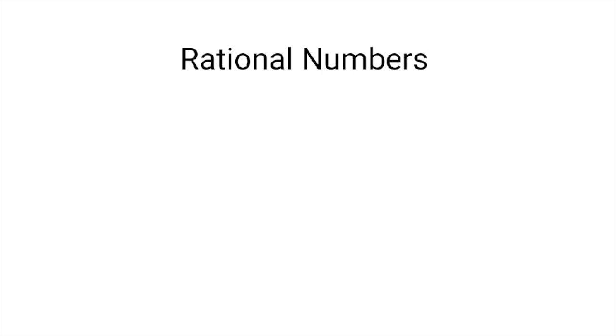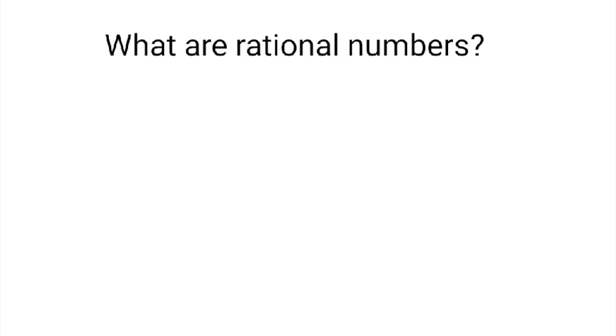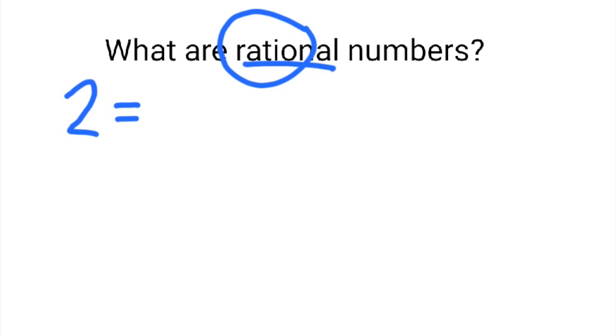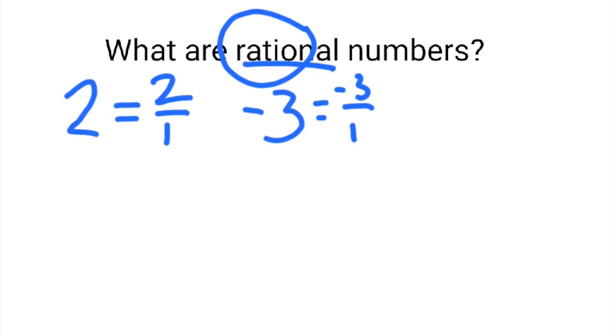Rational numbers. What are rational numbers? Well, hopefully you can tell from its name that the word has ratio in it. So rational numbers are any number that you can write as a ratio or as a fraction. So the whole number 2 is a rational number because that's the same thing as the fraction 2 over 1. Negative 3 is a rational number because that can be negative 3 over 1.